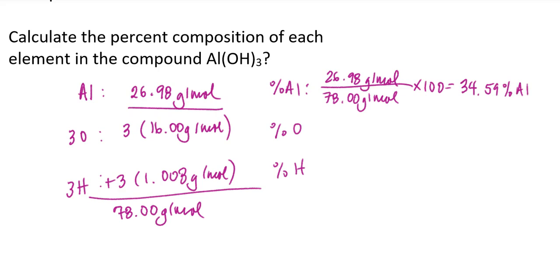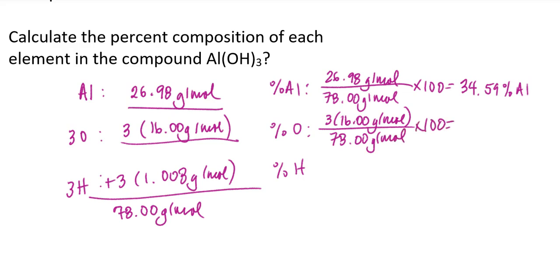Then I'm going to do the same for oxygen. So oxygen contributed 3 times 16 grams per mole to the total molar mass of the compound. So for oxygen, I would take that same amount, so 3 times 16 grams per mole, and divide it by the total molar mass of the compound. And again, multiply by 100 since I'm looking to express it as a percent. And if I do that, I get 61.54% oxygen.